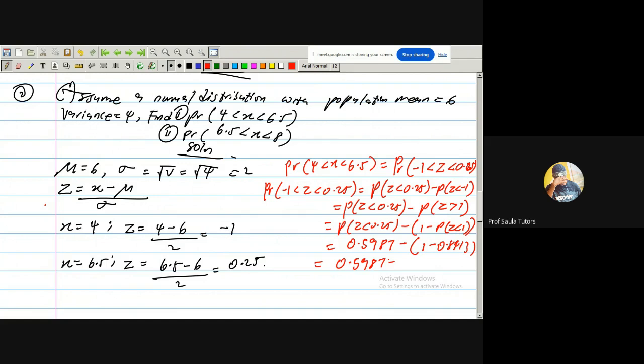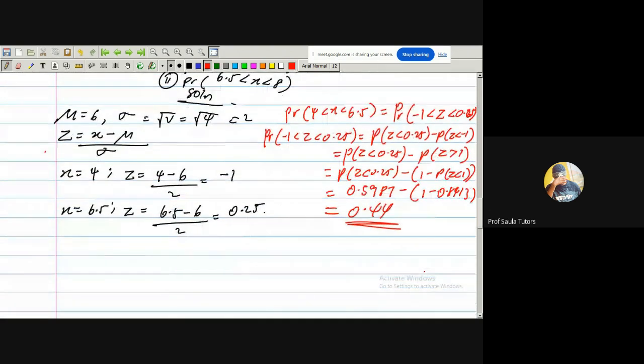Okay, so what's our final answer? I'm about to do it. 1 minus 0.8413, right? Then 0.5987 minus that. So the answer is 0.44. Final answer, everything. So 0.44. Yes. So that's it.